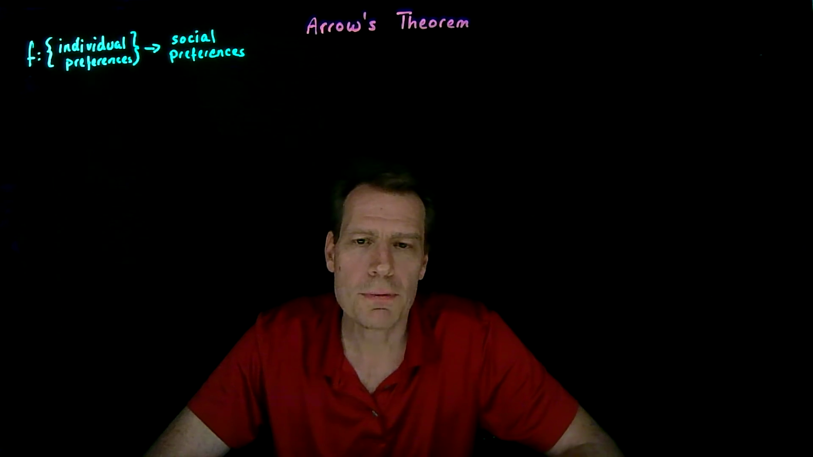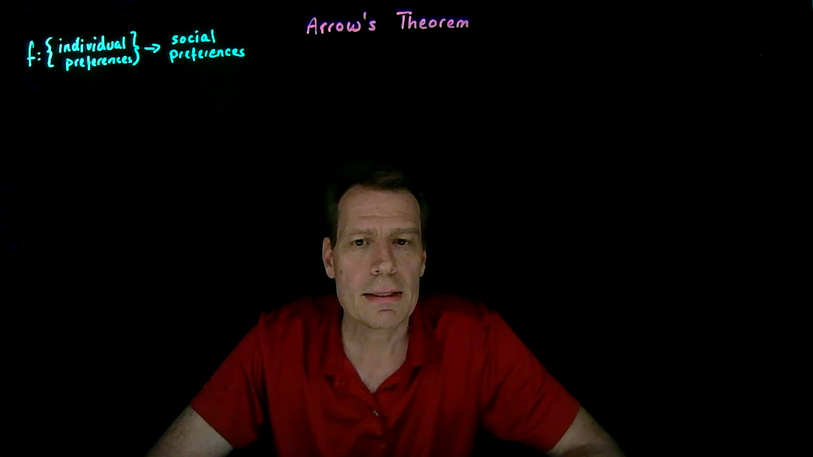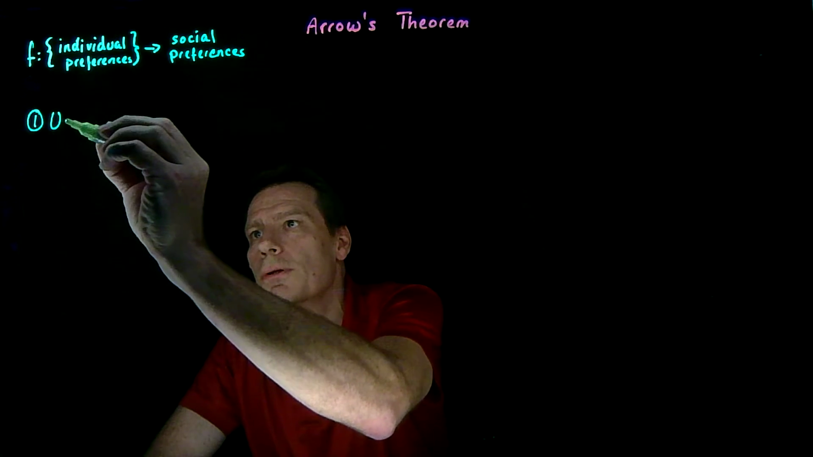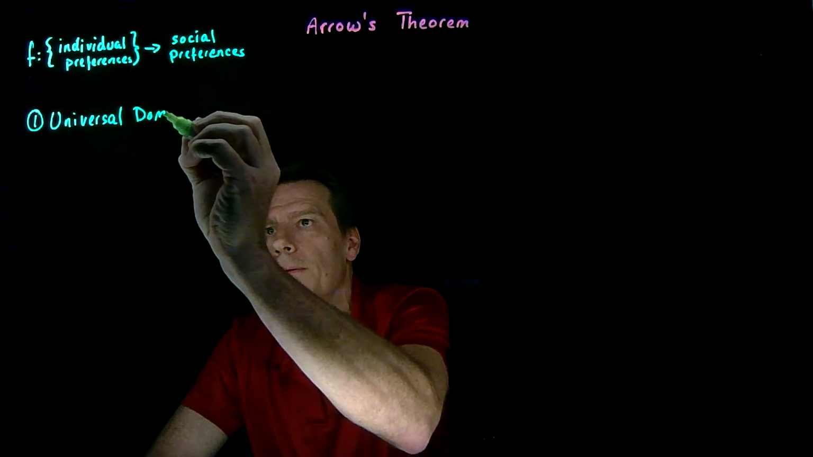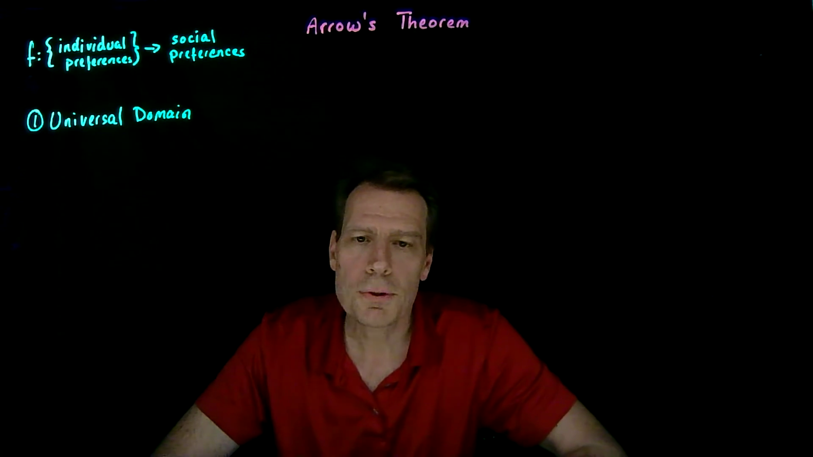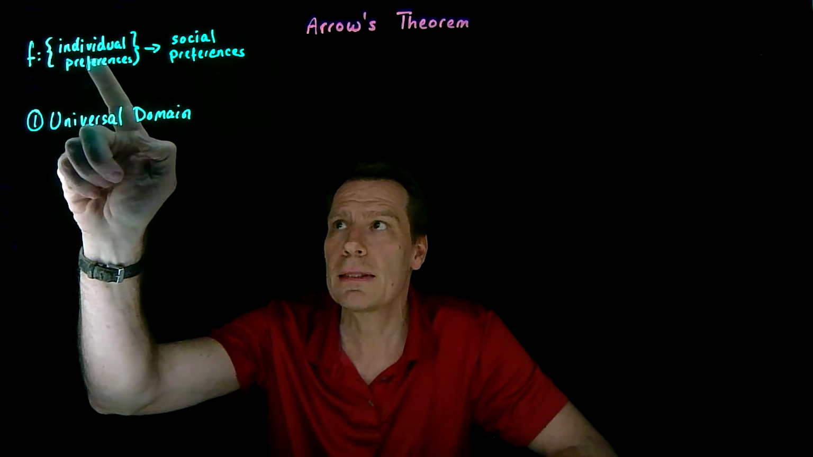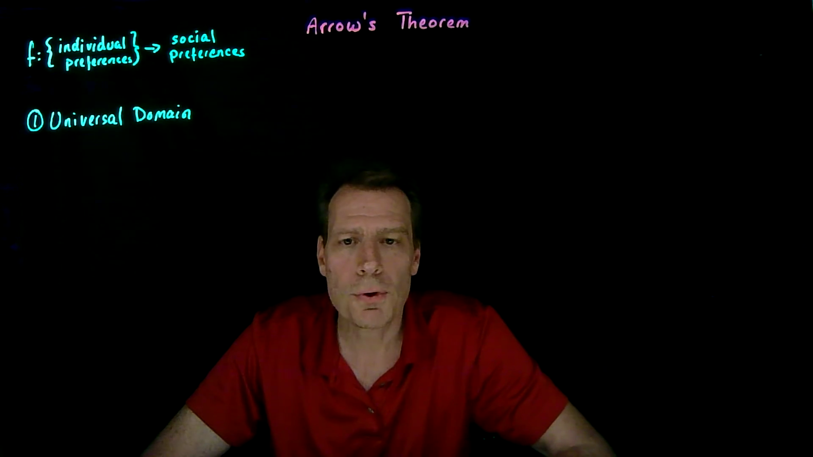Well, he began by observing that there are certain common sense conditions that any social choice function like this must satisfy. And he came up with 5 of those. The first of them he called universal domain. And it's called universal domain because it's an assumption about the domain of this function, the individual preferences of the citizens. And Arrow simply observed that we can't control what kinds of preferences people have, so we should allow them to have the preferences that they have.